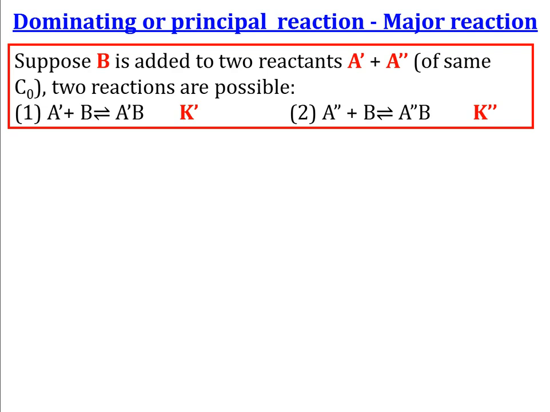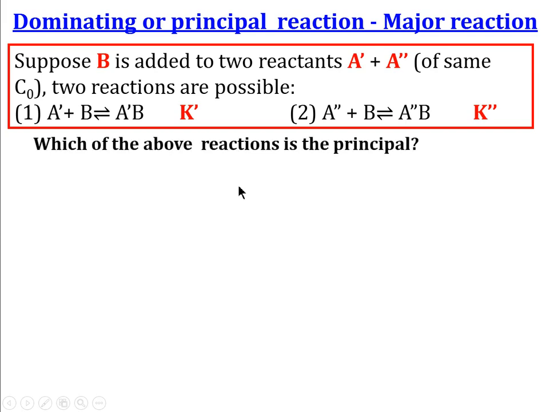To know the sequence of these two reactions, first of all, we look if these two reactions have the same stoichiometry. The stoichiometry in the first is 1, 1, 1. The stoichiometry in the second is 1, 1, 1. Only if the stoichiometry of the two reactions is the same, the value of K' can be compared to the value of K''. If these two reactions do not have the same stoichiometry, the values of K' and K'' could not be compared to know the sequence.